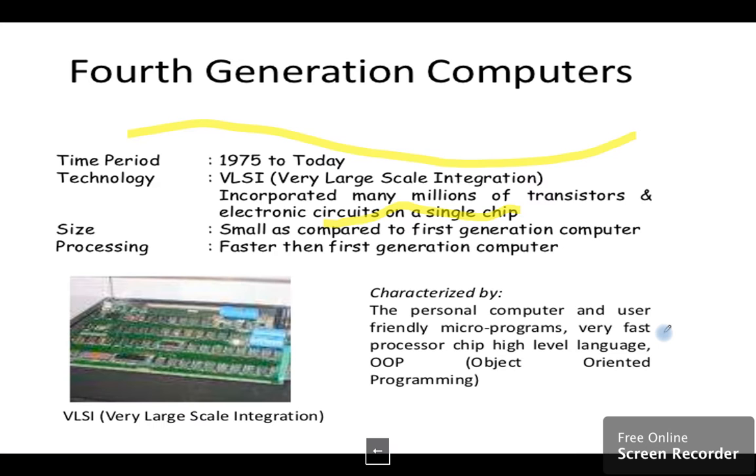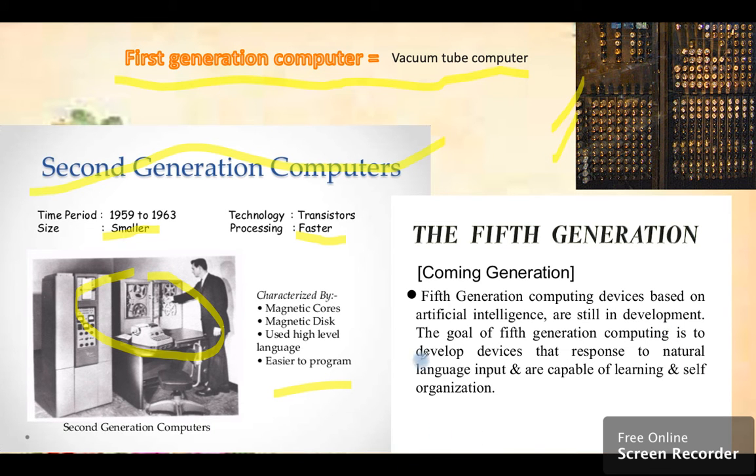Now we come to the fifth generation. Fifth generation is this. It is an upcoming generation. It is giving us a summary of what it will look like and how it works. So the goal of fifth generation computing is to develop devices that respond to natural language input and are capable of learning and self-organization.